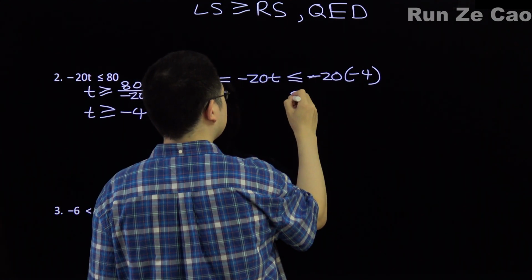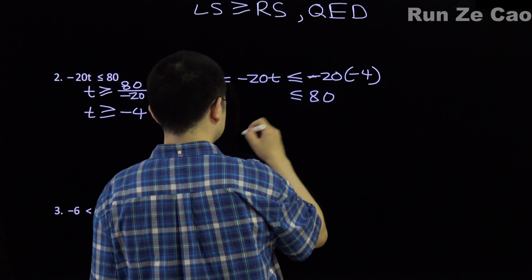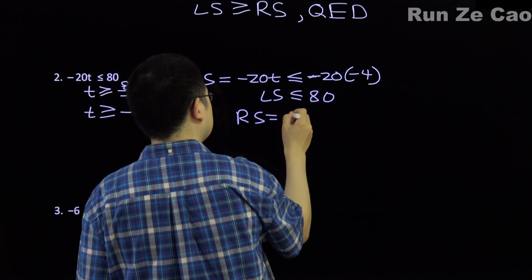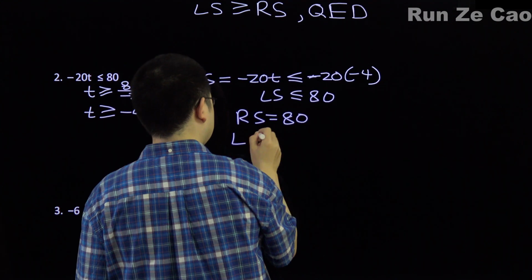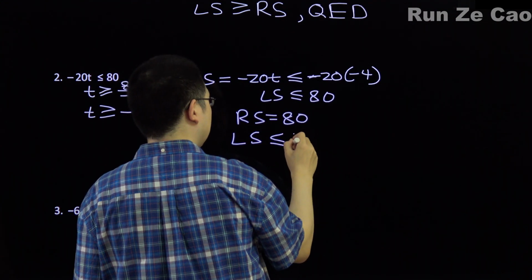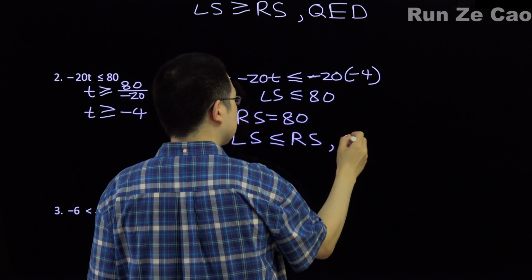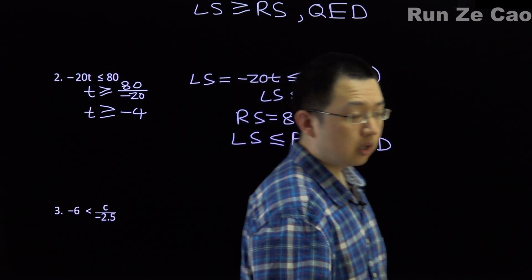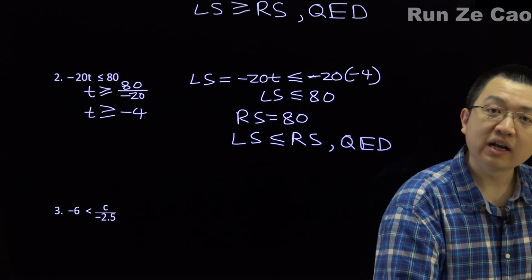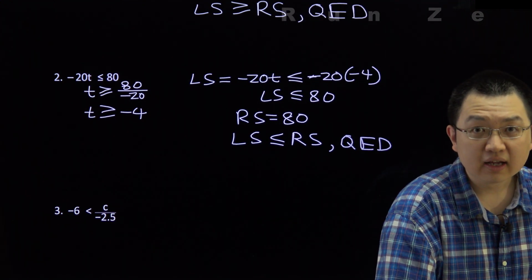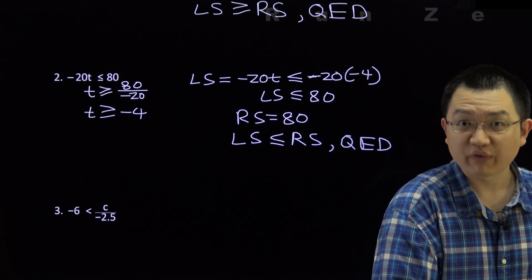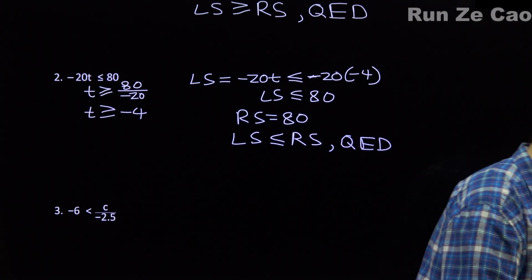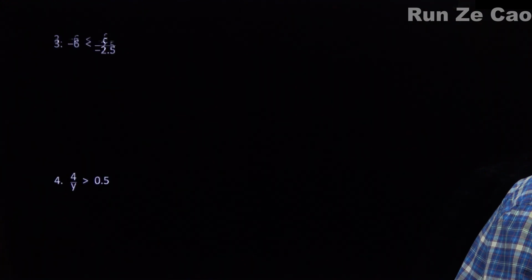So that's going to be less than or equal to 80 for the left side. Right side equals 80. Thus, left side is less than or equal to right side. QED. Basically, you just work the problem backwards. And if you end up where you started, then congratulations, your final answer was correct. If you didn't end up where you started, you made a mistake somewhere.